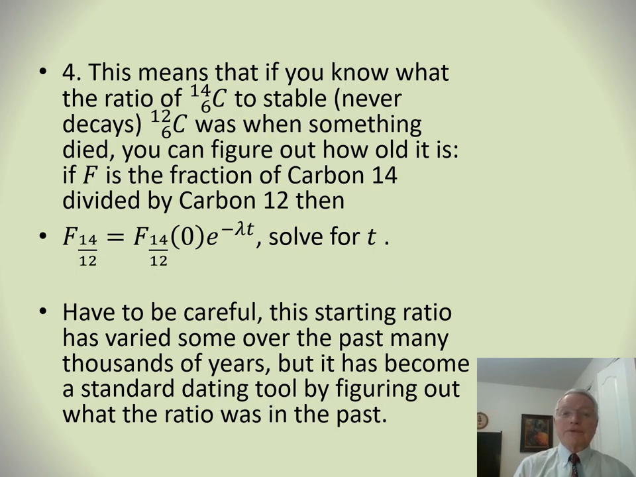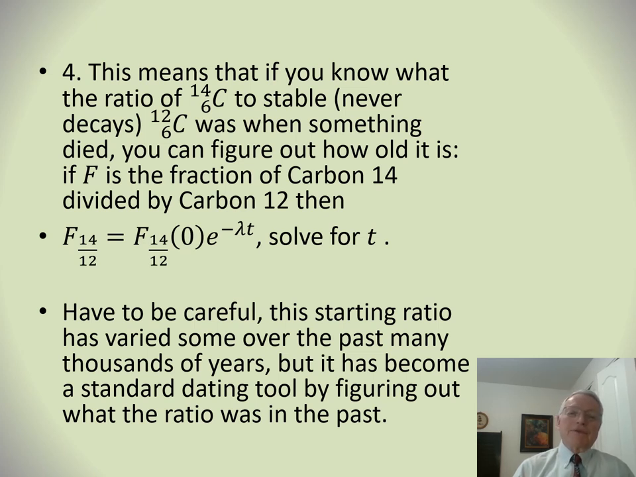So here's what you can do. If you knew what the ratio of carbon-14 to carbon-12 was back when that thing died, and if you now pick up an old bone or something and measure the carbon-14 to carbon-12 ratio in this old bone, then that's what it is now. And what it was in the beginning is that F14 over F12 zero thing in this equation times e to the minus lambda t. If you know the two ratios, then you can solve for t.